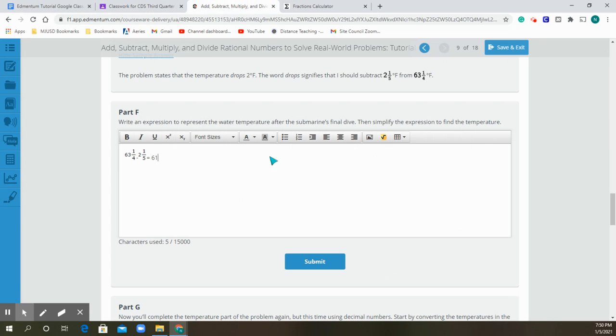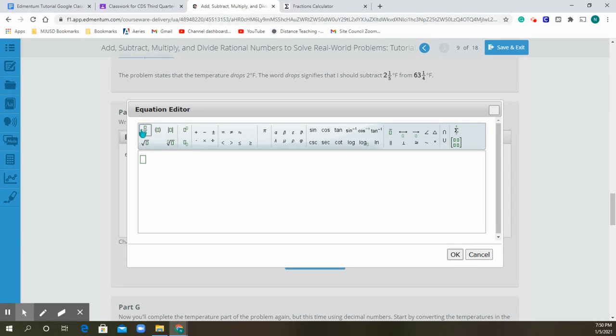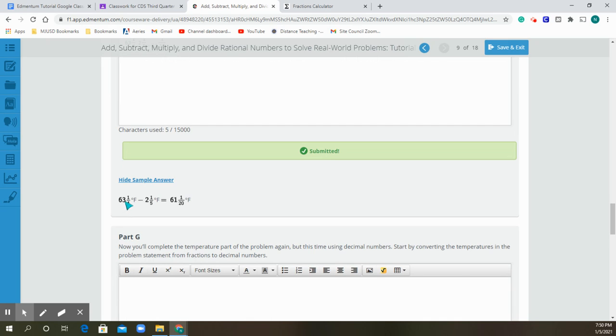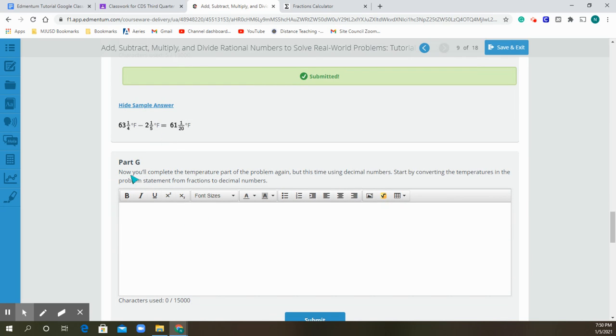So we go back to here and put in our equation symbol, our fraction there, and click OK. Now we have 61 1/20. Submit. Does that check out? 63 1/4 minus 2 1/5 equals 61 1/20. Not too hard, but you got to know how to do it. You got to be able to use your tools. Don't be afraid to use a calculator to work this stuff out.